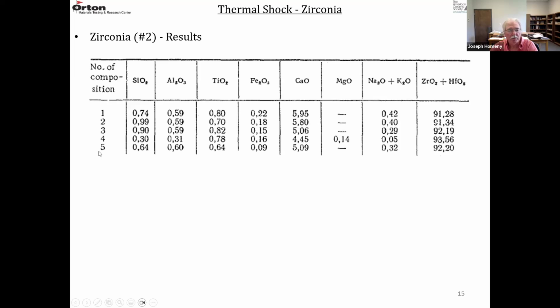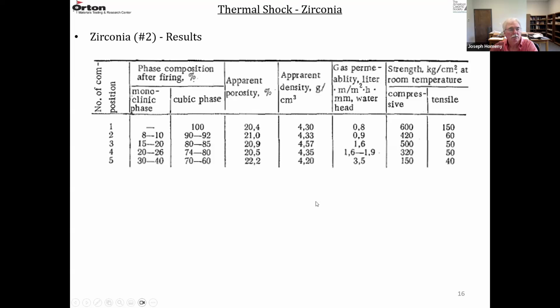So there were 5 compositions. Zirconia content was around 92, 93%. And then the stabilizer, the lime, was around 5 or 6%. And then you have your other impurities adding up to 100%: silica, alumina, titania, iron oxide, MgO, and the alkalis, sodium and potassium. There's also trace amounts of hafnium present in the zirconia.